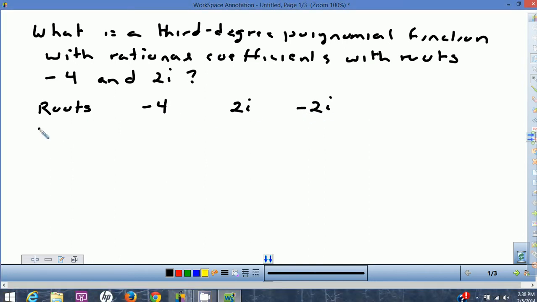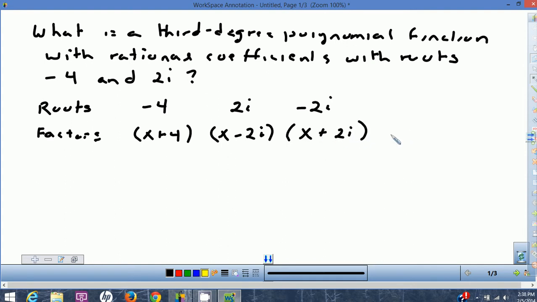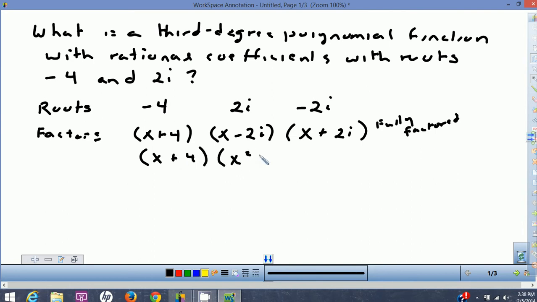I'm not even looking for another factor for this. So my factors here are going to be x plus 4, x minus 2i, and x plus 2i. This is the fully factored form of this polynomial. Sometimes you'll be asked for something to be fully factored. If it says fully factored, you need those imaginary factors. If I FOIL these, my imaginary terms cancel and I end up with x plus 4 times x squared plus 4.